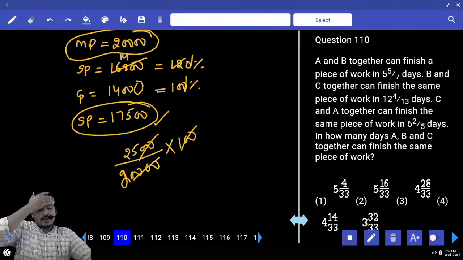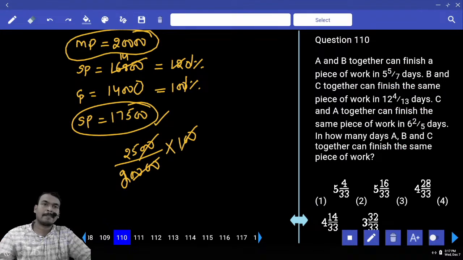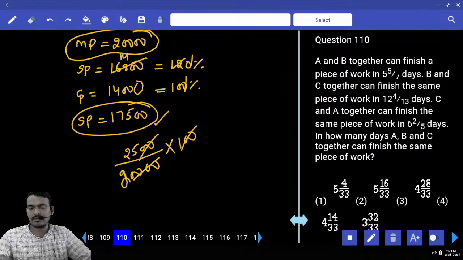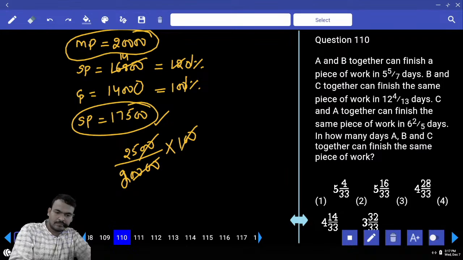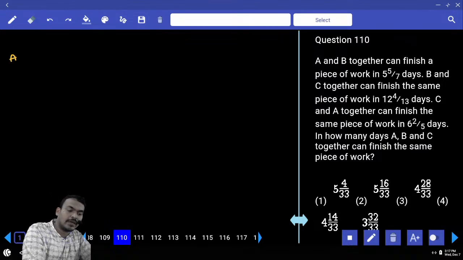Next question number 110. A and B together can finish a piece of work in 5 by 7 days. B and C together in 4 by 13 days. C and A together in 2 by 5 days. In how many days can A, B, C together finish the same work? Same work. First, what is A plus B? 5 by 7.